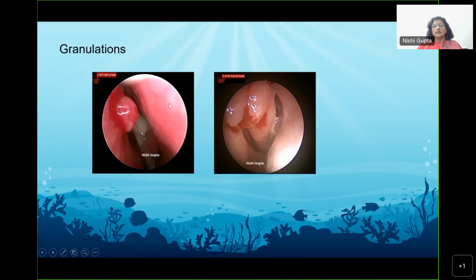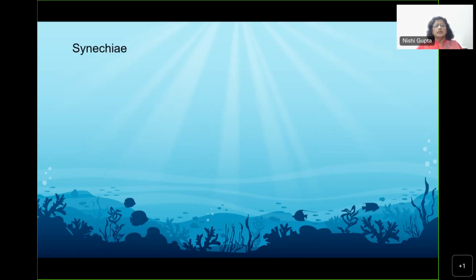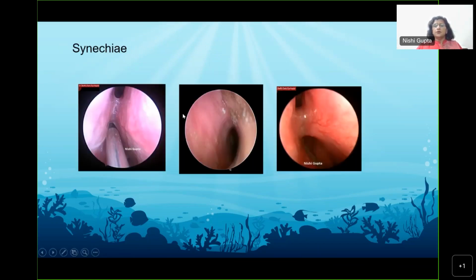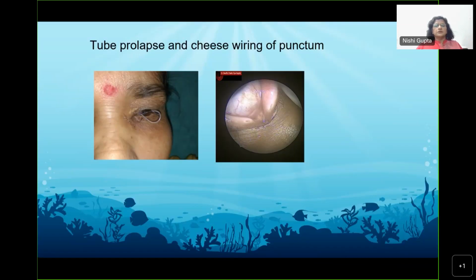This is of course a failed case with polyps and adhesions, and these are granulomas which can be very well handled during the post-op period and can salvage your DCR ostia. Then there are synechias at multiple levels, as we see in this. If we know preoperatively, then we plan better and we keep more time for our surgery. Then tube prolapse, of course, it can prolapse through the external. This is an external DCR that has been performed with a stent. Then they send them to us to check through the nose and either we reposition it or remove it.